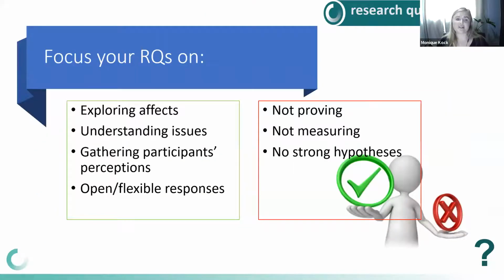So your research questions should focus on, for instance, exploring effects, understanding certain issues, gathering participants' perceptions, and also having open and flexible responses. We are not trying to prove anything. We are not measuring. And there's no strong hypothesis with regards to research questions in a qualitative study. Obviously, if you are conducting a mixed method study, you are going to have research questions for the qualitative part of the study, and you're going to identify the research questions and hypotheses within the quantitative part of the study.